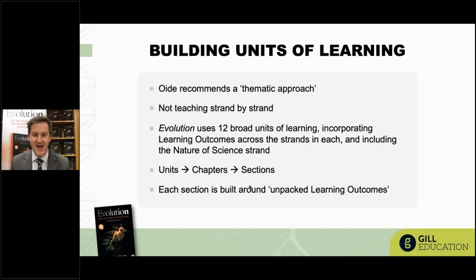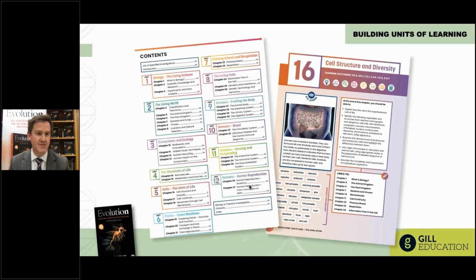And we're all probably having nightmares still about being asked to unpack learning outcomes at junior cycle science. Well, we've done all that unpacking for you, and that's built into the sections as well. So you can see here within our table of contents, for example, there's our 12 thematic units of learning, and we build the chapters around that as well.